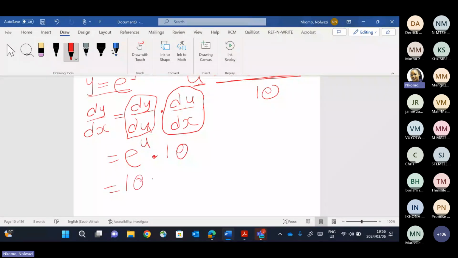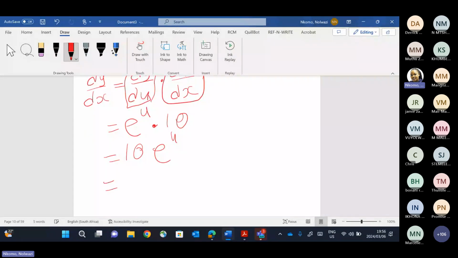And we said, okay, we don't leave our answer in terms of u because our original function was given in terms of x. So substitute this u back. So this means we have 10 e to the power 10x plus 9. Then this would be your answer, right?